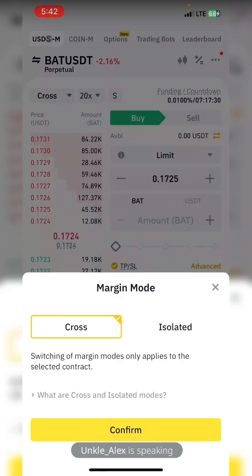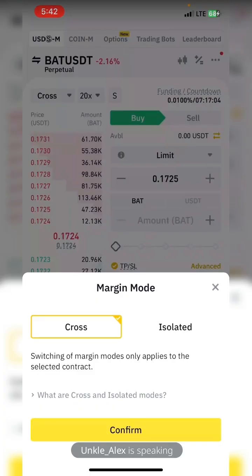With isolated, write this down. If you enter a trade with a particular capital and that trade hits stop loss, you will not be losing more than that. You understand? In isolated, money is not deducted from your remaining balance to keep you in the position. You dig? But with cross, money is being deducted.